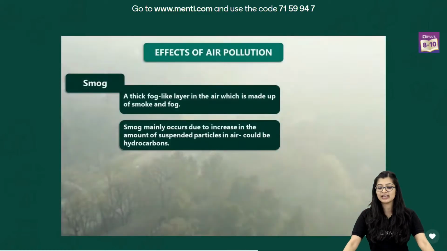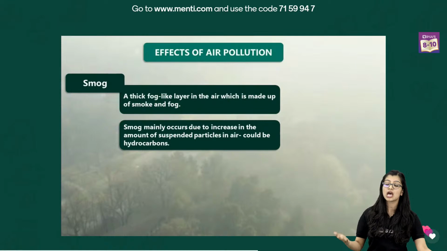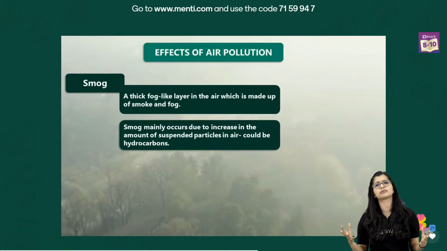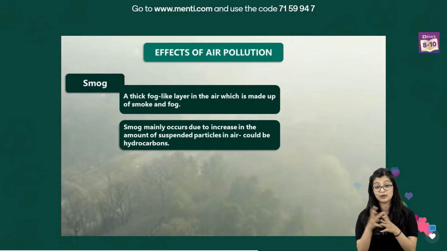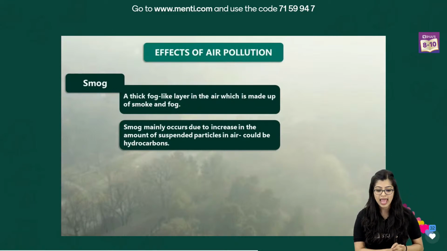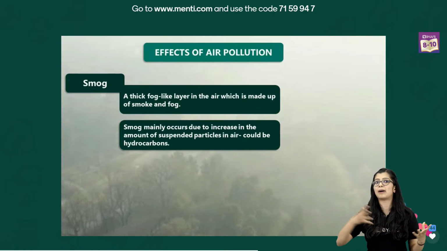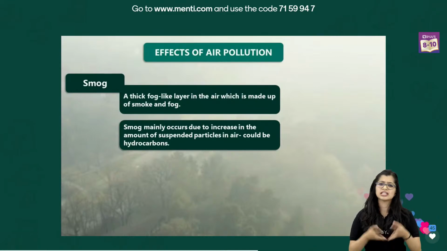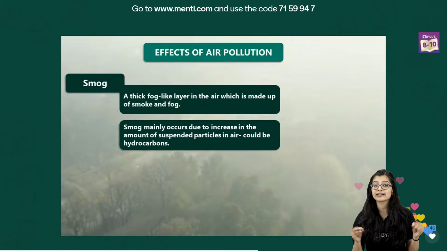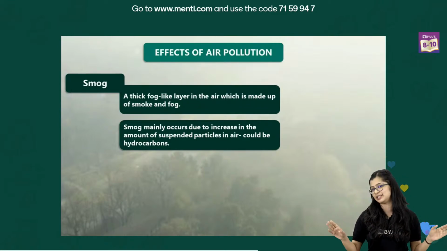So very quickly, we know that when vehicular exhaust or industrial emissions are released out into the atmosphere, smoke and fog will combine to form smog. And it is a thick fog-like layer, right? And we know that smog mainly occurs due to an increase in the amount of suspended particles like hydrocarbons. So this is a very simple and easy question, right? And so far, whatever we have been discussing has been easy peasy.